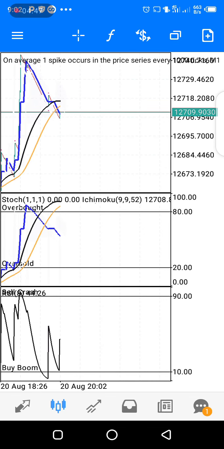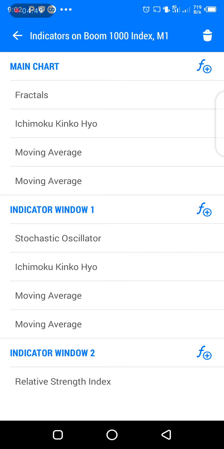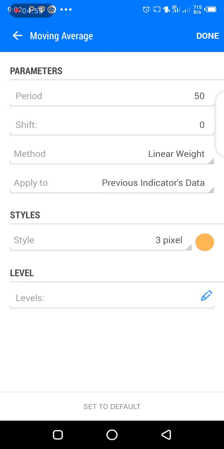Next, another moving average, which is the second moving average for indicator window 1. The period is 50, shift 0, method linear weighted, applied to previous indicator's data. Styles 3 pixel. The color is our golden egg, and the levels, leave it like that. There are no levels. You click done.